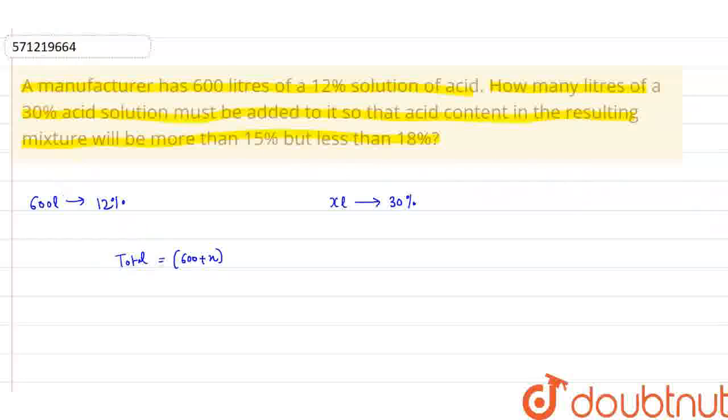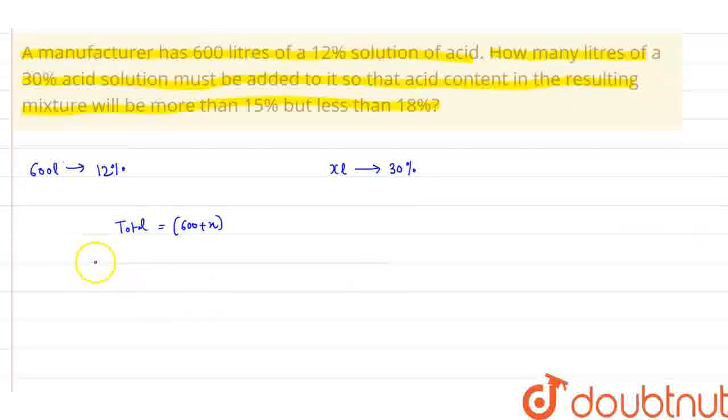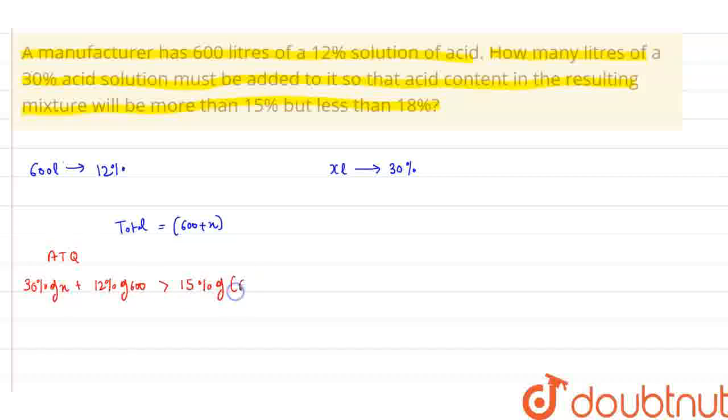Alright, so now in this question, we are given that the resulting mixture of acid will be more than 15% but less than 18%. So, according to the question, the acid content should be more than 15%. So, I can say that 30% of x plus 12% of 600 must be greater than 15% of 600 plus x, and it is also mentioned that it should be less than 18%.